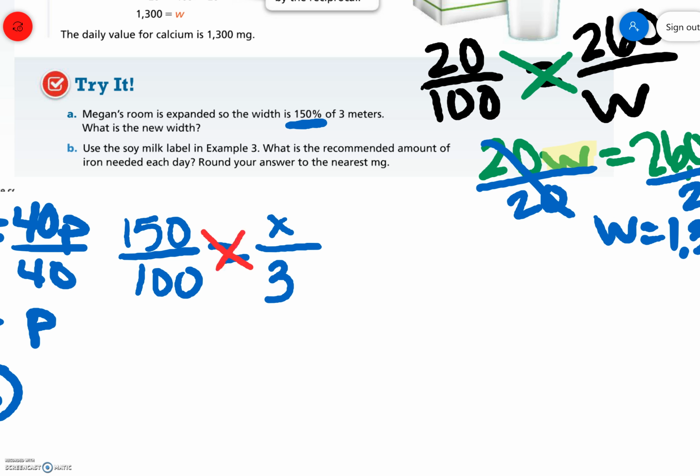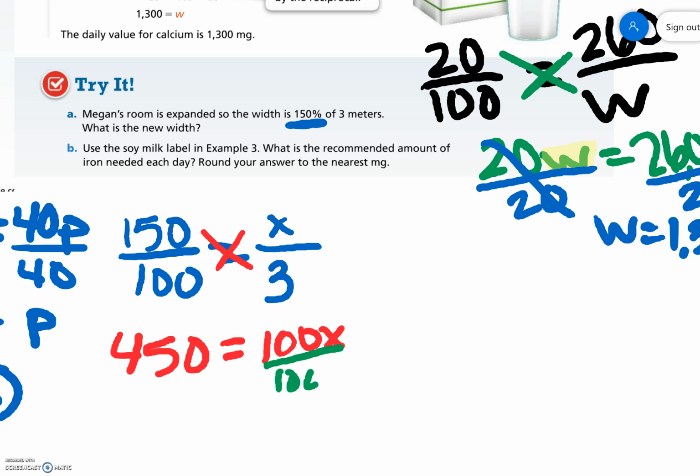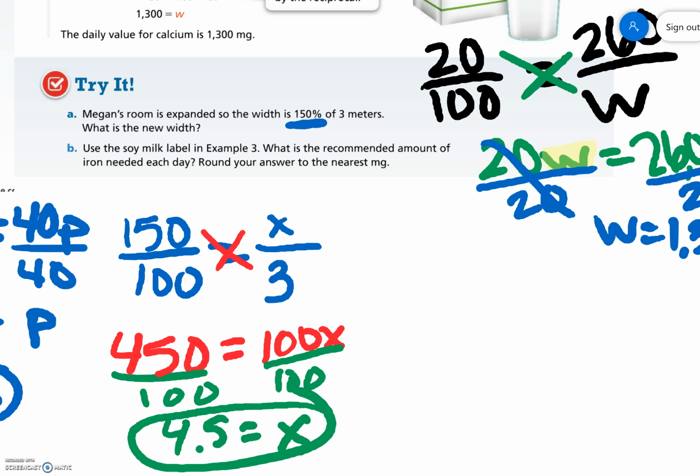Cross multiply. 150 times 3 is 450. 100 times x is 100x. Divide both sides by 100. The new width of her room is 4.5 meters, which makes sense because that's bigger than 3.